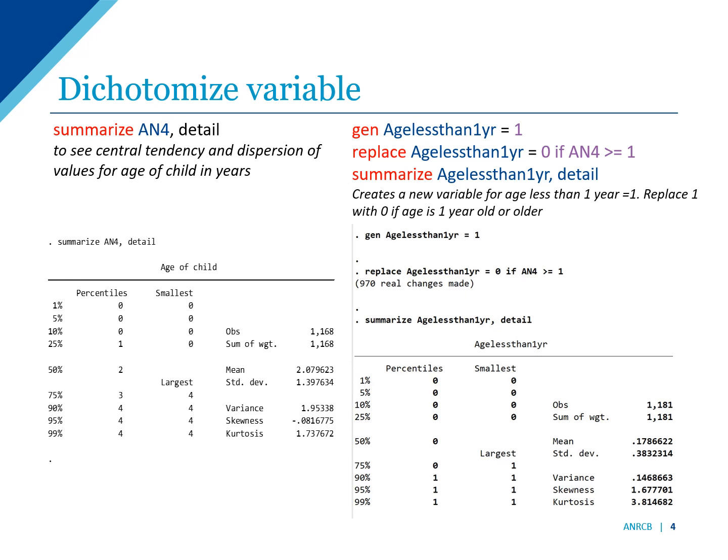We then use the command gen and our new variable name, age less than 1 year, which we set equal to 0. We then ask Stata to replace age less than 1 year with 0 if the value of AN4 is greater than or equal to 1, which means 1 year of age. Then we summarize our new variable with detail to assess the results.